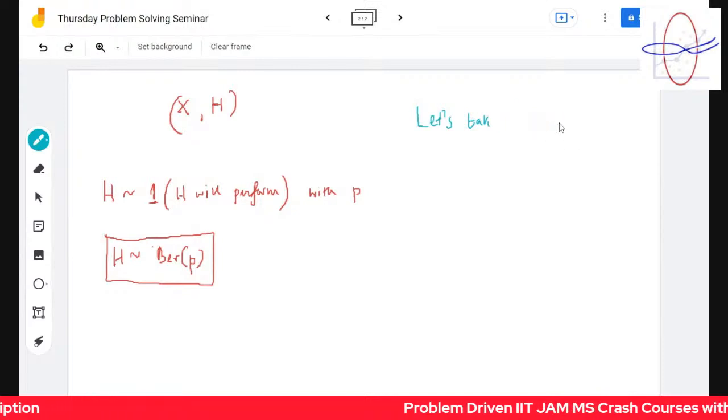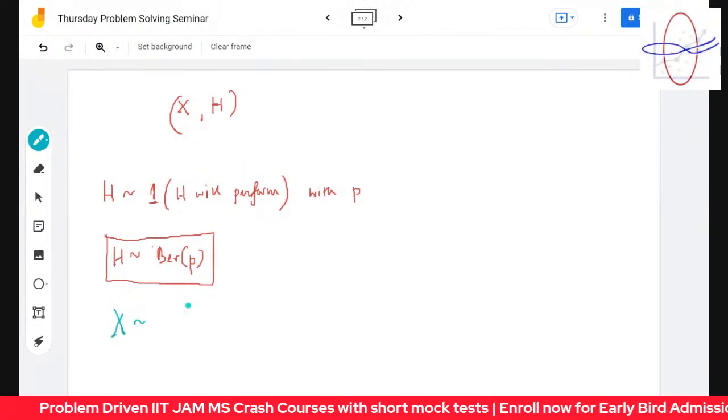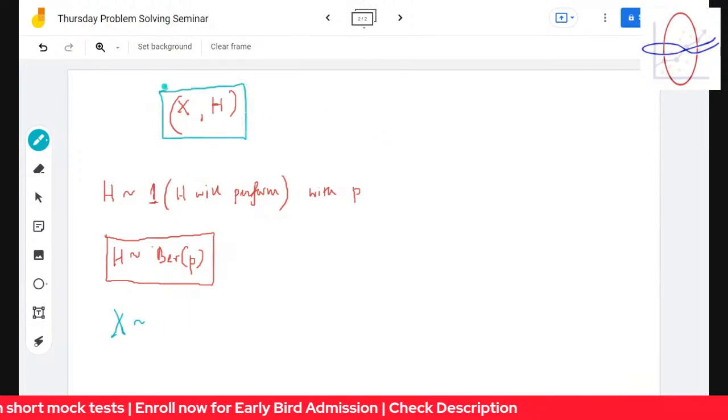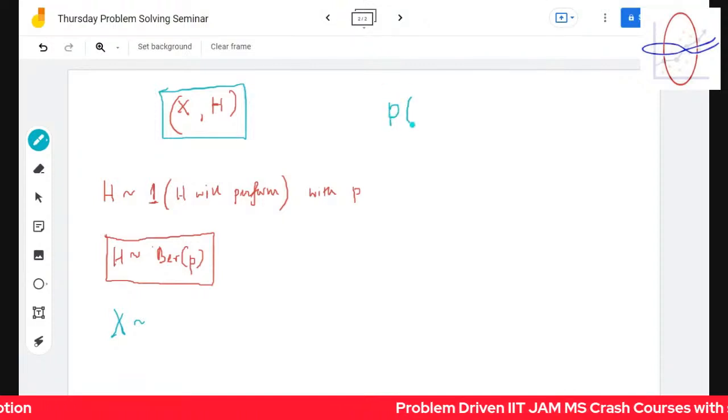Before taking the first surgery, we need to find the joint distribution of X and H. H follows this. We don't know X's individual distribution. We know H's individual distribution, but we need to find something else: the joint distribution. H and X are both discrete random variables, right, guys? So we need to find the probability. What is the joint distribution?